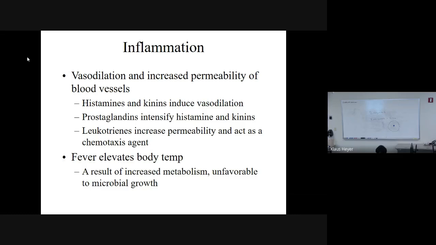So microbes don't like it when your body temperature is 38 degrees. It should be 37. Or in Fahrenheit, 98.6 or something, 99. It should be around that. Bacteria, viruses, they don't like 100 degrees. They don't like 101. It's too high.